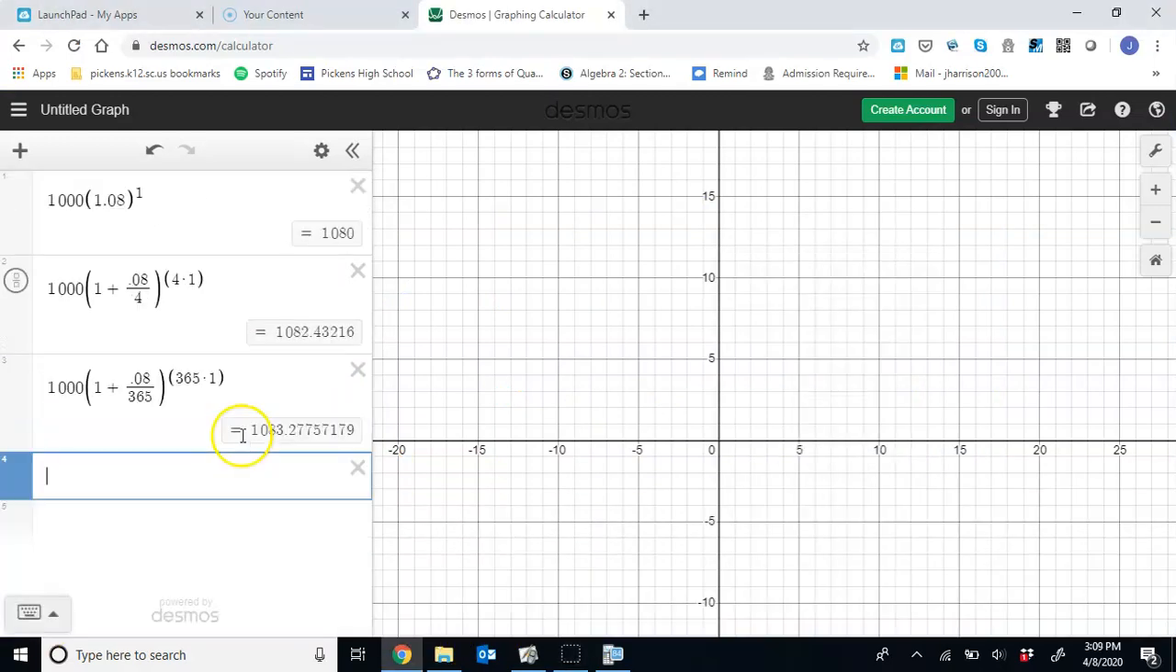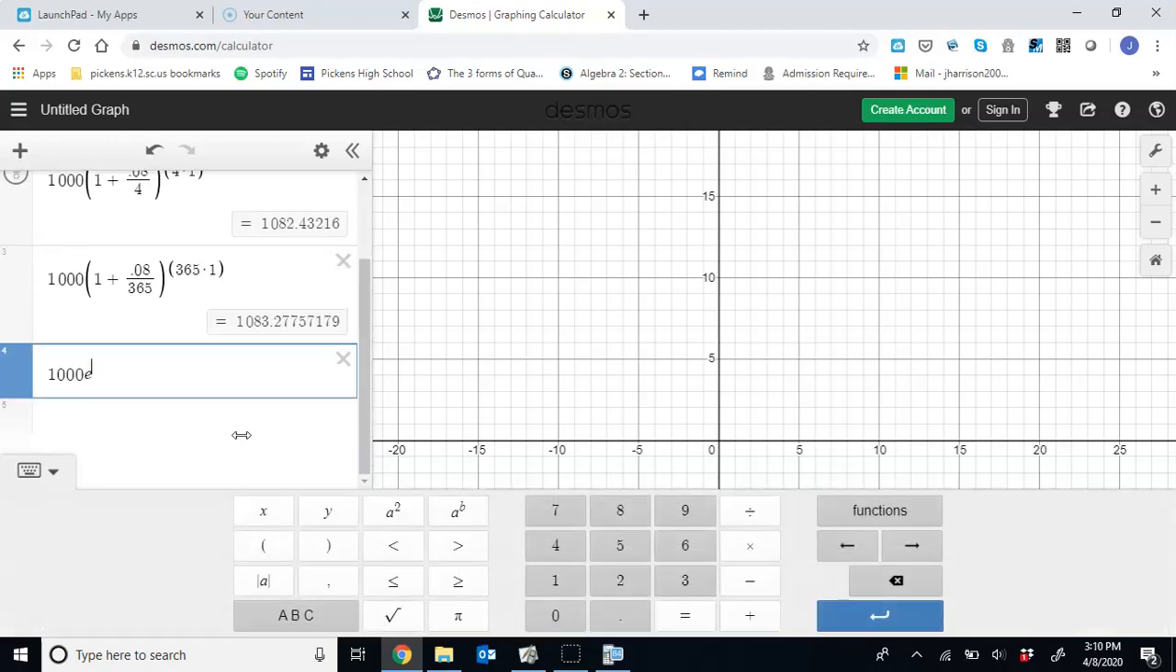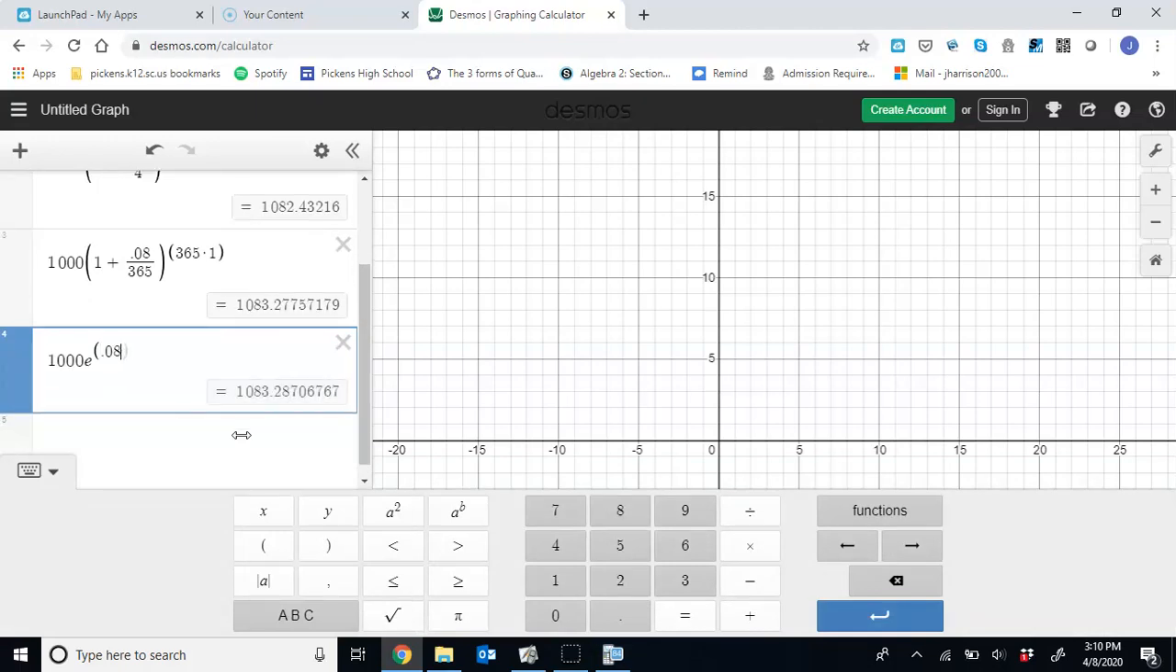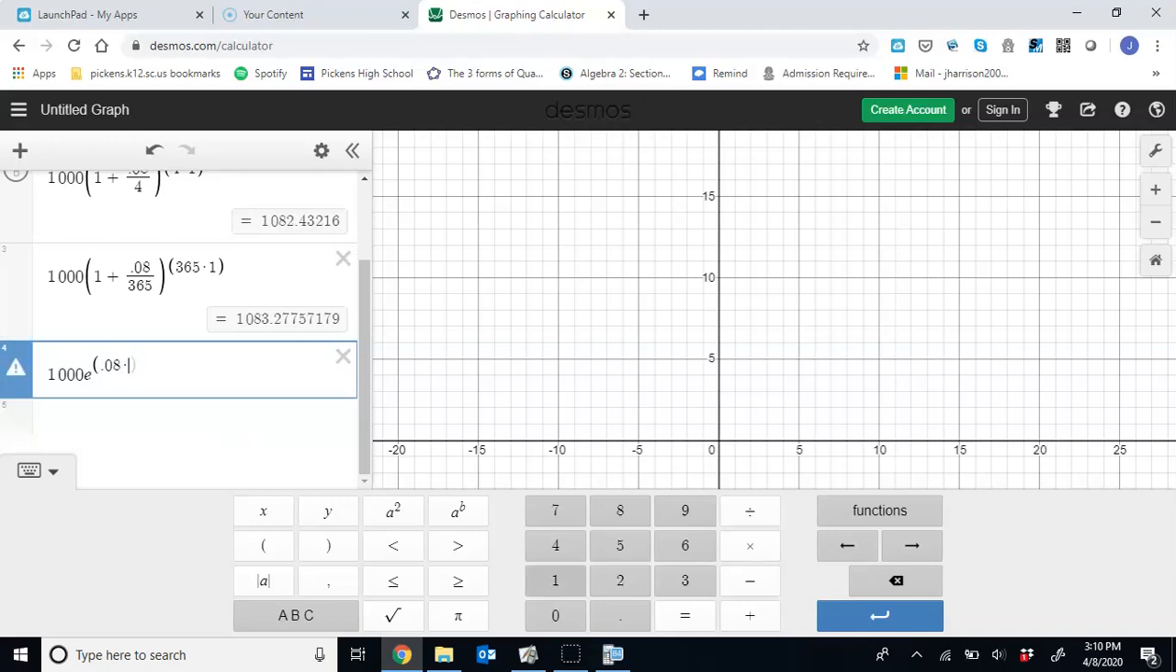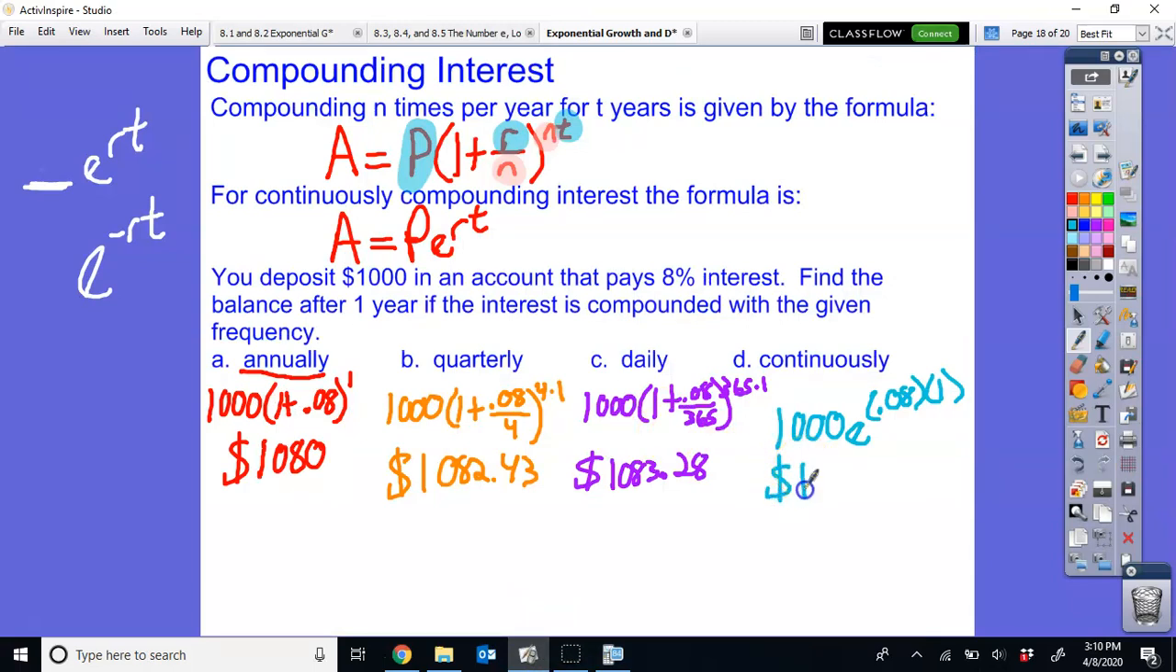All right, guys, sorry about the little glitch in the video there. So we just type in 1,000 times the e. Notice there's where the 2.718 is, it's already multiplying it by the e. But then I want to raise that e to the rt power. So I'm going to use my little parentheses again, 0.08 times the time of 1. Again, r times t. So then it tells me $1,083.29.